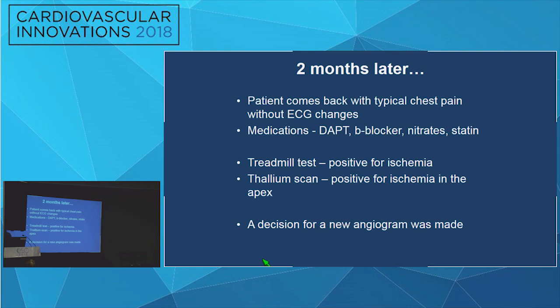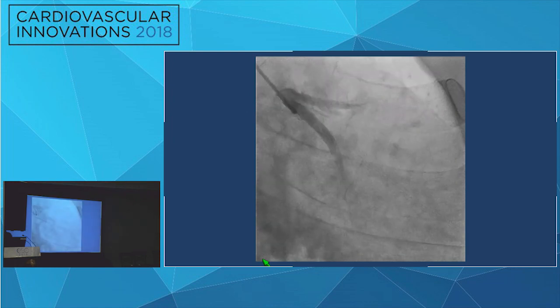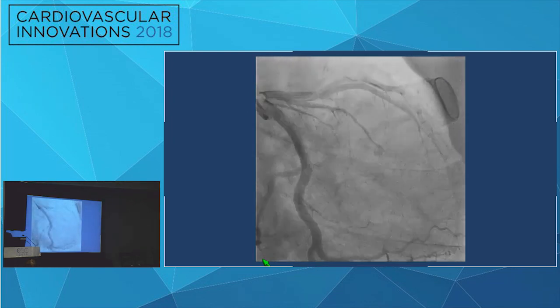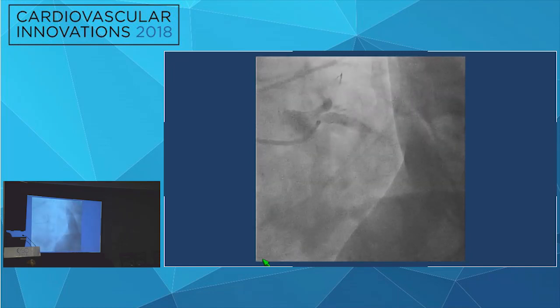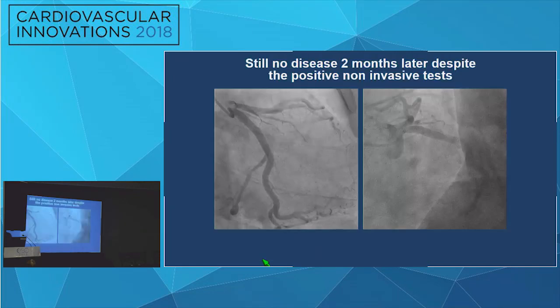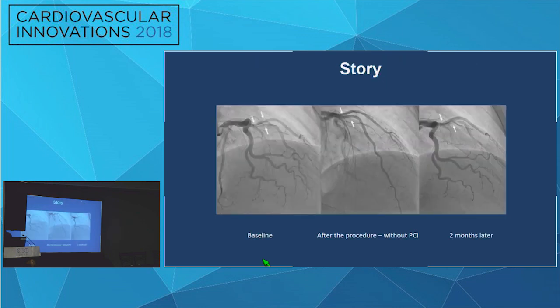in the apex. And running out of options, we decided to perform a new angiogram via the left radial approach this time. You can see this is the left system with the dominant circ. There was nothing there, nothing in the LAD and the diagonal branch. And you see from the still frames that there was no disease 2 months after the initial event, despite the 2 positive non-invasive tests. And this was the story.